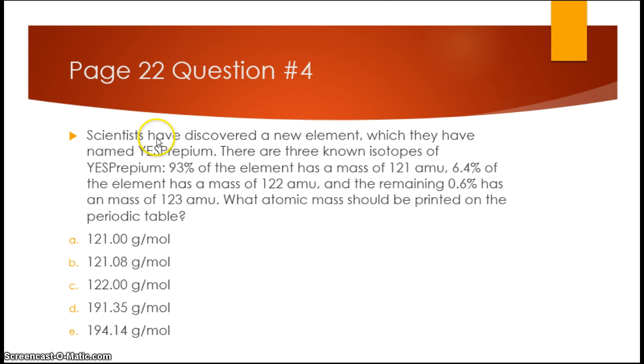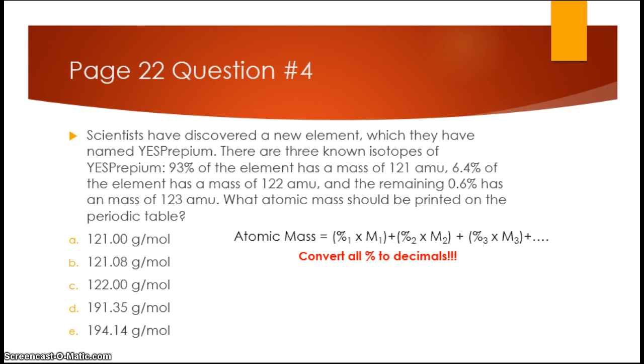We can see here that our most abundant isotope by far is yesprepium-121. So if we look at the answer choices, we should pick something close to 121, because since most of it is made up of 121, that's going to be closest to the average atomic mass. This is the actual formula for atomic mass: percent 1 times mass 1, plus percent 2 times mass 2, plus percent 3 times mass 3, and so forth. However many isotopes there are, you can continue to add them together.